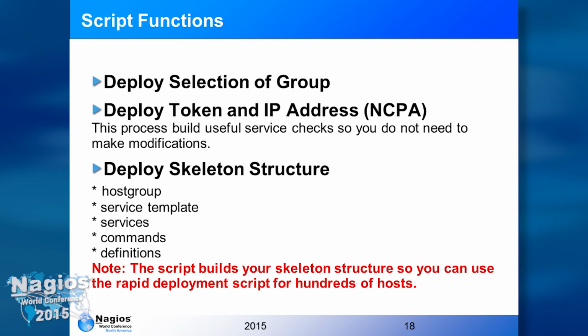The script is going to allow you to select the group you want. So if it's memory, or if it's IIS, or whatever group you would want to select. Now, in this example, using NCPA, we're going to add a token and an IP address. Now, one thing to understand, the script is to build the structure. So we're taking one IP address and installing one host for each type that you want. This is the structure. This isn't where you install all of the hosts. That comes in later. But you want to build the structure so that you can evaluate it, and you've got your situation ready to go. It's going to create the skeleton: host group, service template, services, commands, and definitions.